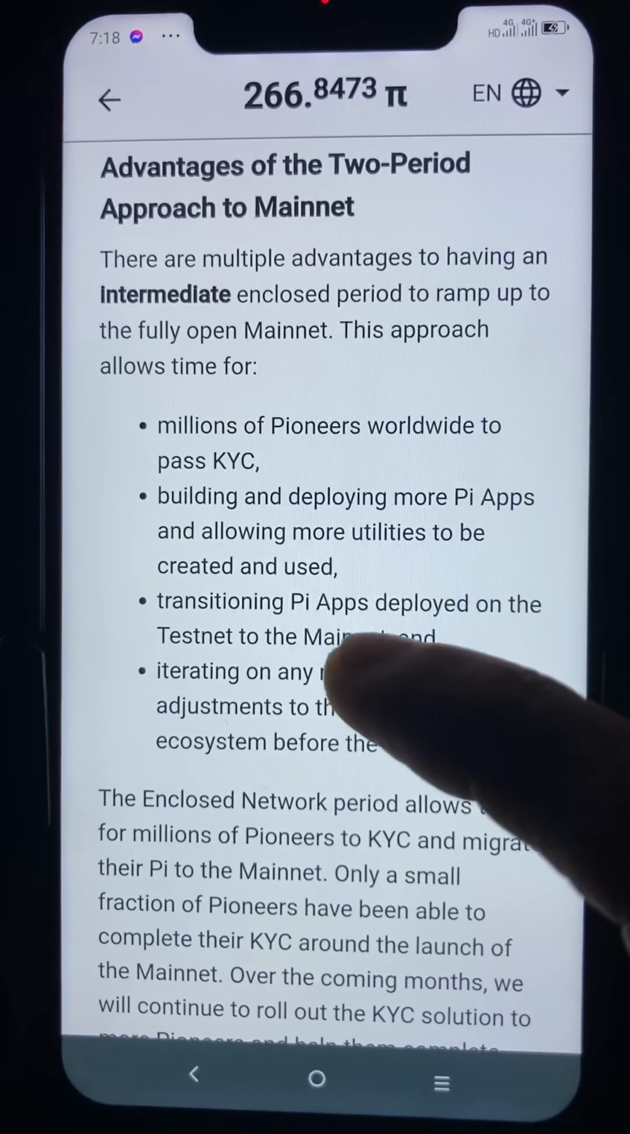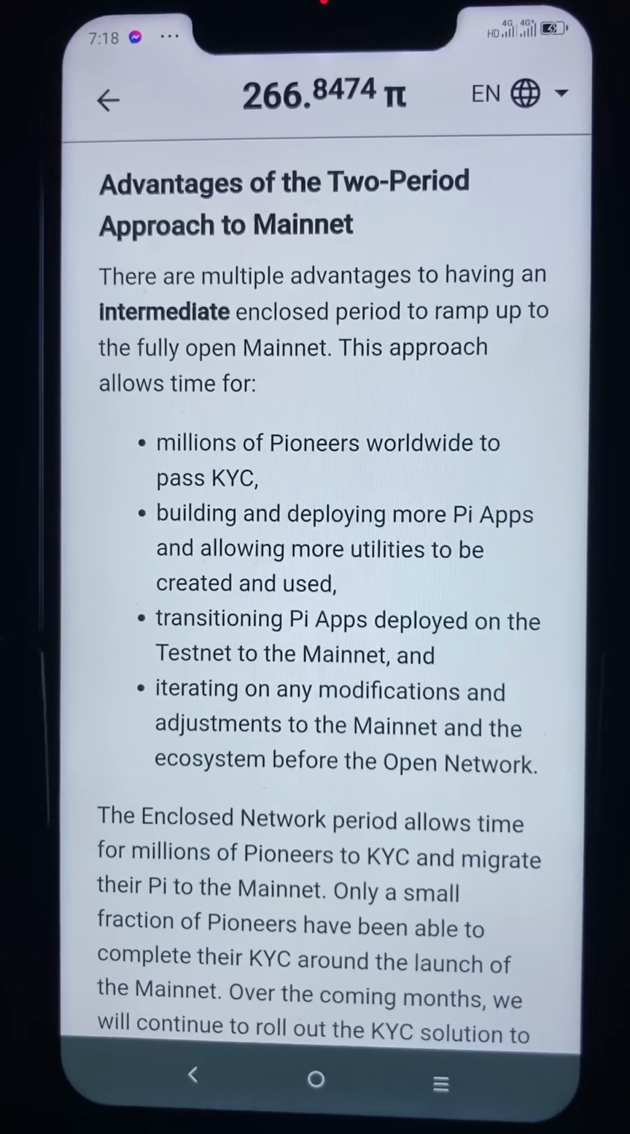Bakit naging dalawa? Bakit hindi na ng diretsong mainnet, di ba? So, sabi niya, there are multiple advantages to having an intermediate and closed period to ramp up to the fully open mainnet. This approach allows time para millions of pioneers worldwide mag-pass na ng KYC, and then building and deploying more Pi apps and allowing more utilities to be created and used. Ngayon, so more Pi apps within our Pi browsers para magamit ng mga pioneers na KYC na, and they can use their Pi, and transitioning Pi apps deployed on the testnet to the mainnet.